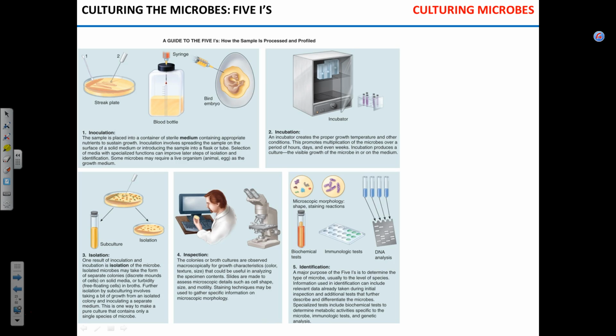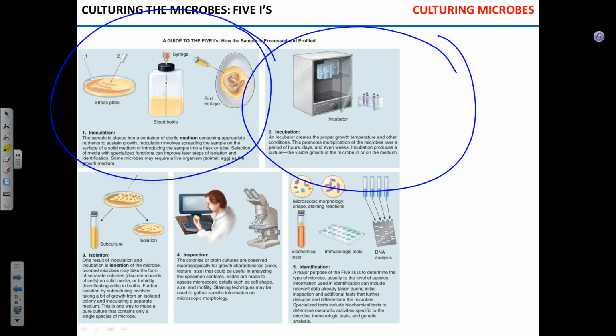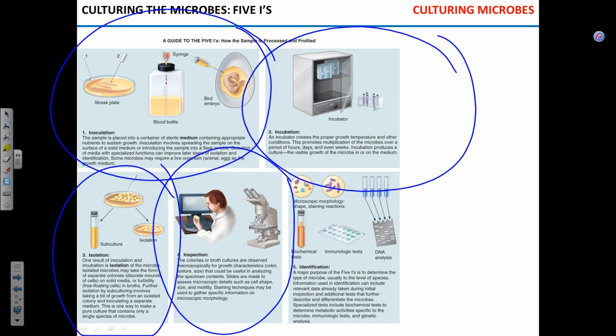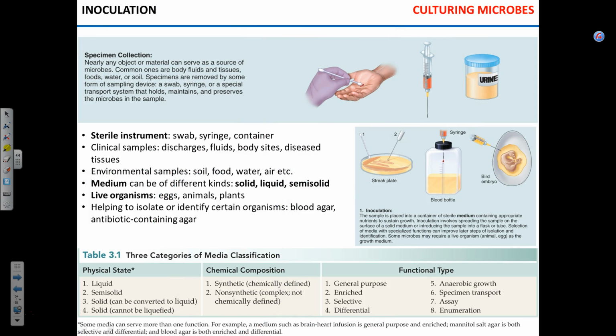So culturing microbes incorporates 4 or 5 I's. You inoculate the medium first, incubate it, isolate whatever you want to isolate, and then inspect your results and identify whatever you want to identify. And we're going to talk about each of these steps separately. So first is inoculation.